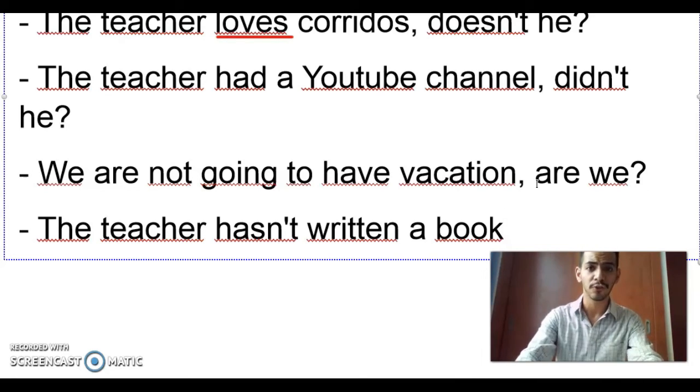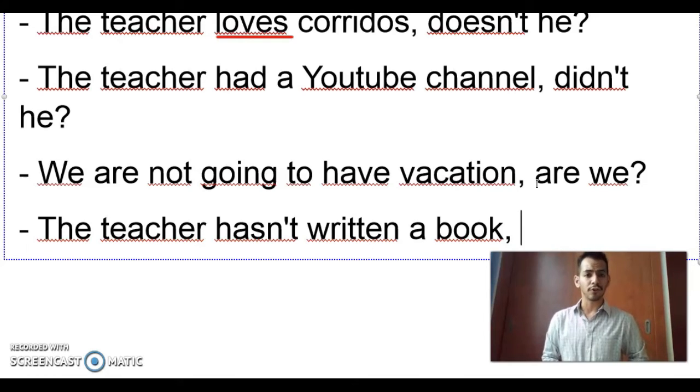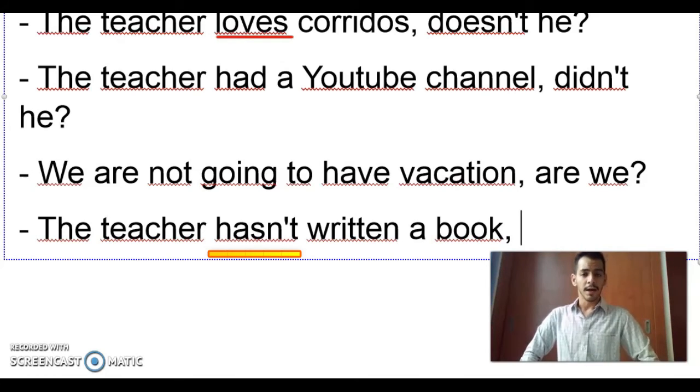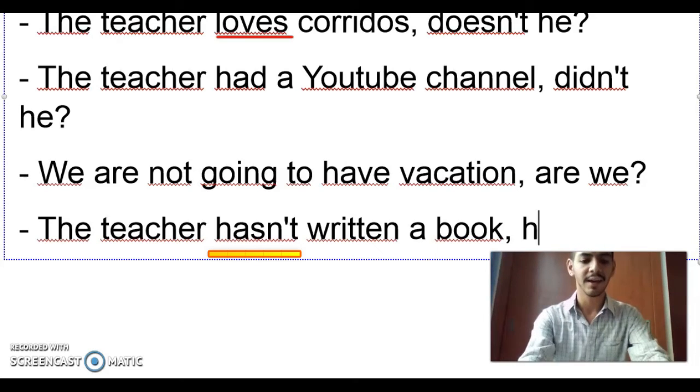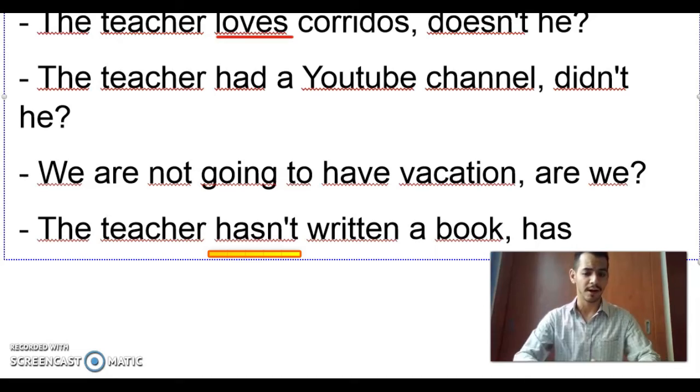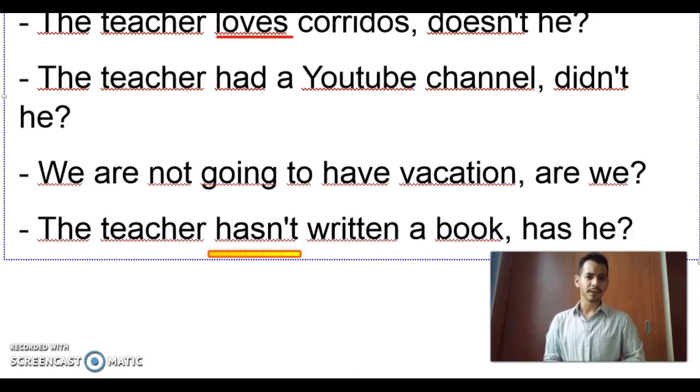And just to finish, we have, the teacher hasn't written a book. Similar to what I told you a couple of minutes ago, we have to look for the past participle of a verb. In this case, we have the teacher hasn't written. So written is a past participle. Therefore, this sentence is in present perfect. So the affirmative of hasn't, has, and my pronoun, he. The teacher hasn't written a book, has he?